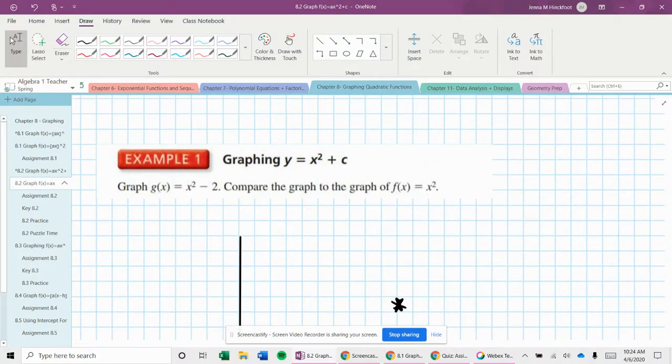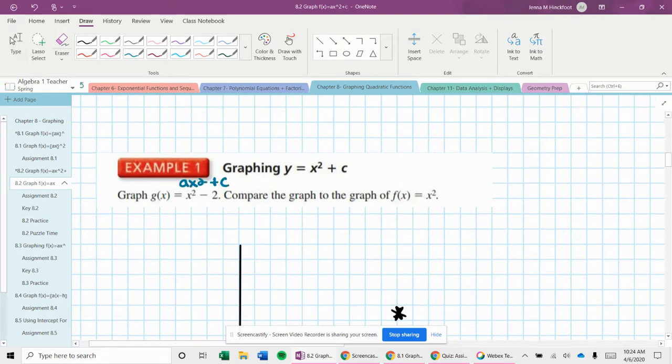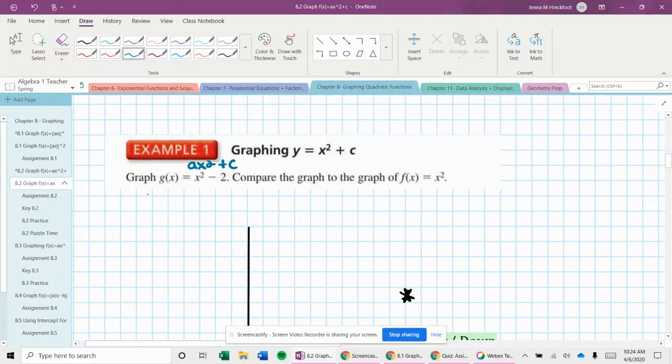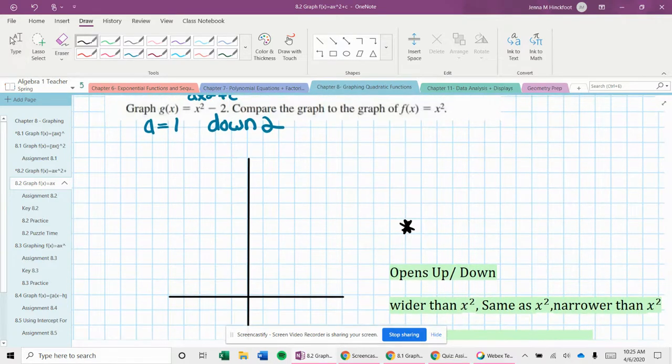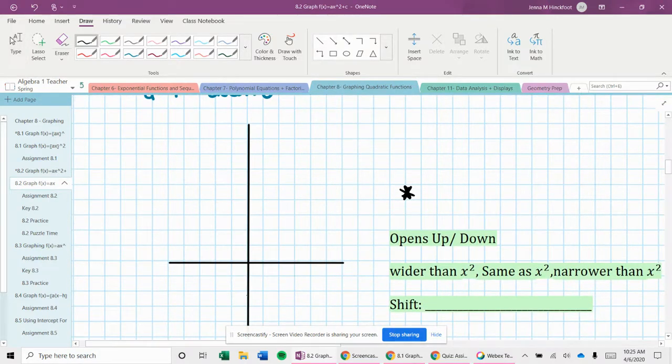So let's start with identifying your a. So remember, it's ax squared plus c. Okay, so your a, if there's nothing in front of your x squared, your a just equals 1. And then you're subtracting 2, so that means you're shifting down 2. Okay, so let's start with this. So if we're going down 2, that means you're starting down 2. So we're going to go down 2 on the graph, plot a point.